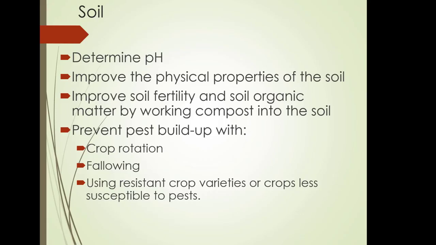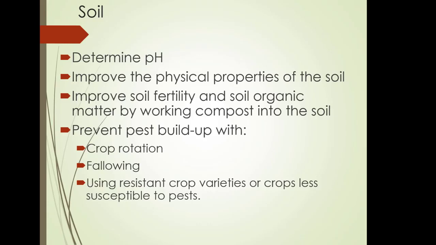So when you're working with your soil, you want to look at your pH. Always a good idea to get a soil test. Make sure the plant you're trying to grow is suited to that pH. You can improve the physical properties of the soil by adding organic matter. You can improve soil fertility and soil organic matter by working compost into the soil or top dressing.